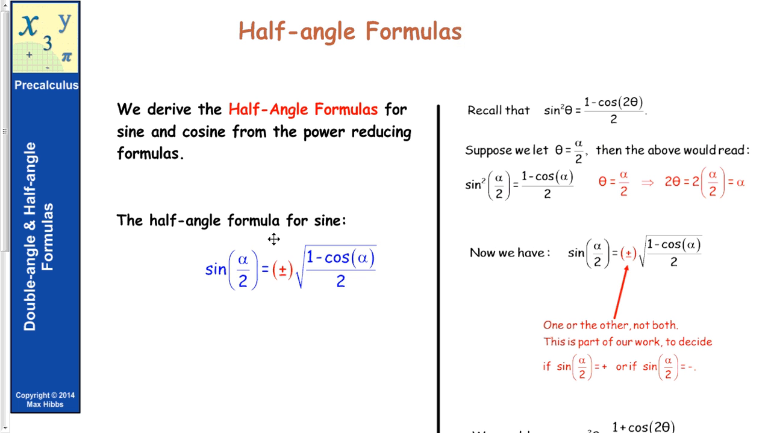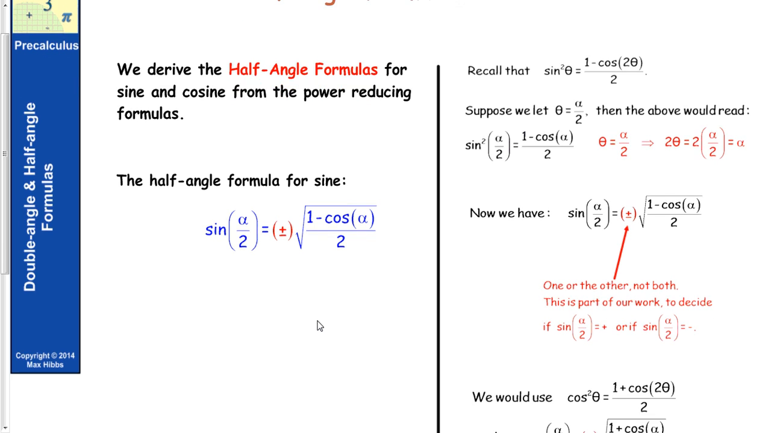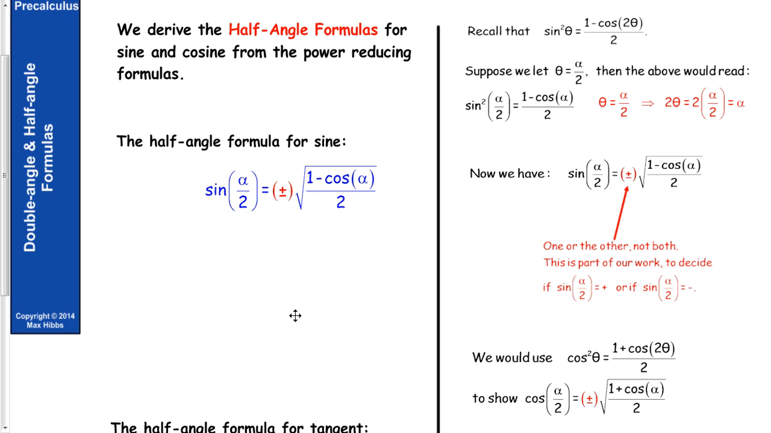The half angle formula for sine is, as we see here, just a repeat of what I have over there on the right. The reason I put this in red is that we make a decision on each problem that we do whether we're going to use a positive square root or a negative square root.